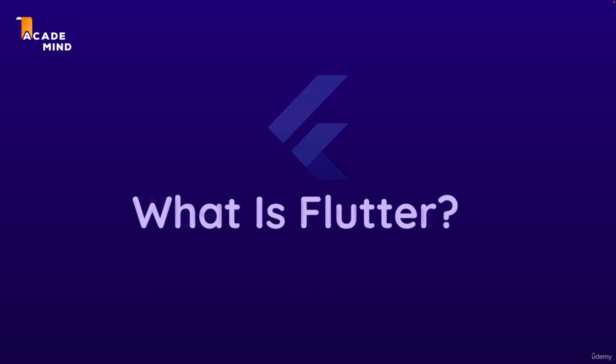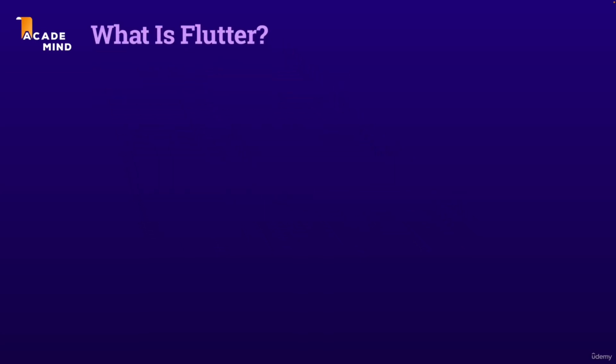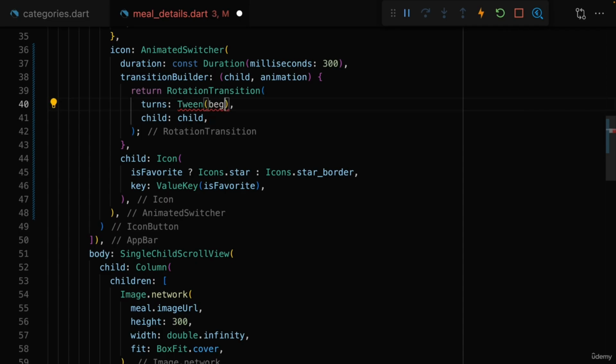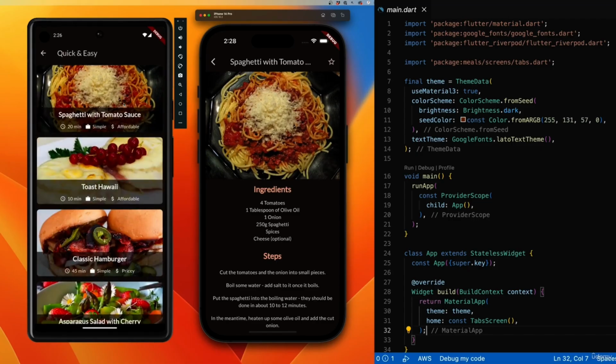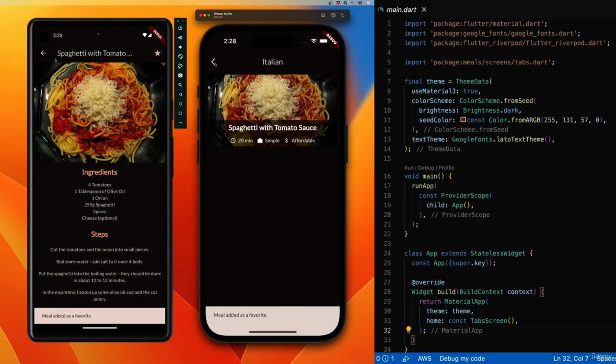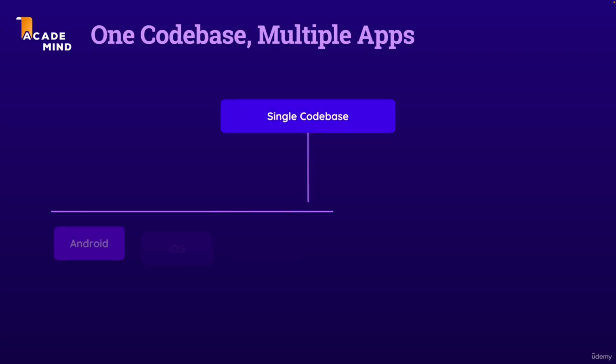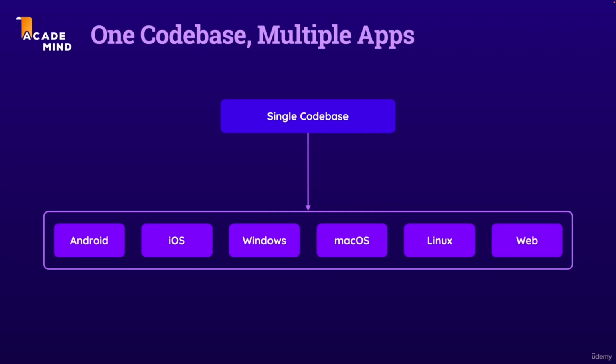So what is Flutter? Flutter is actually a combination of two main parts. For one, it's a UI framework, which is a fancy way of saying that Flutter is a collection of code packages and things you can use in your code to write cross-platform apps, cross-platform user interfaces. Because that's one of the main selling points of Flutter. With Flutter, you can have a single code base and yet generate apps for a broad variety of target platforms.